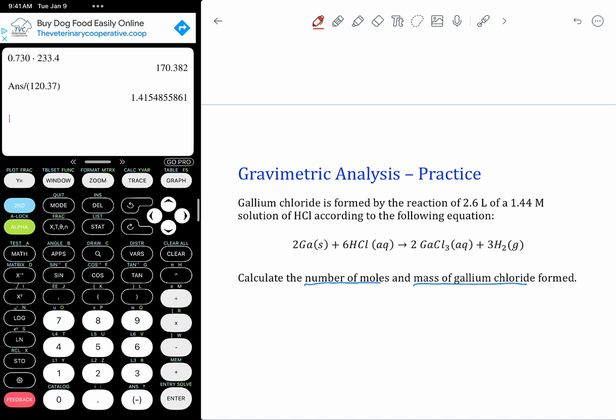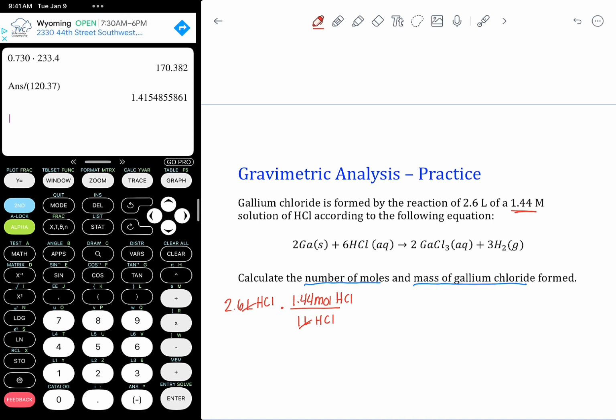Okay, so we're going to start this off with our volume, just like we did with our titration. Okay, we're going to start with our volume, that 2.6 liters. It's already in liters for us, which is great. That's liters of HCl. And we're going to convert it to moles using our concentration. Our concentration has units of moles per liter, so we can use that as a conversion factor. So we have 1.44 moles of HCl in 1 liter of HCl. So that conversion automatically cancels out our volume unit and we're left with moles of HCl.